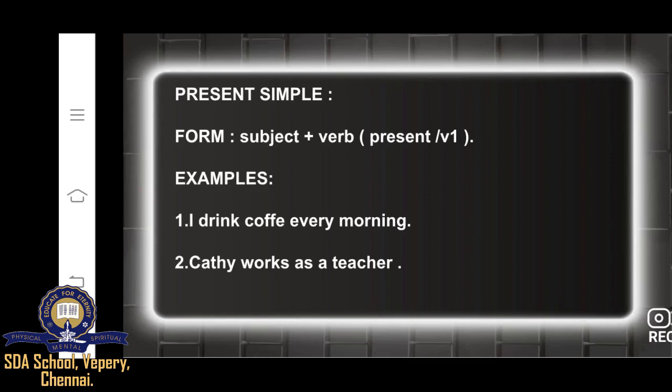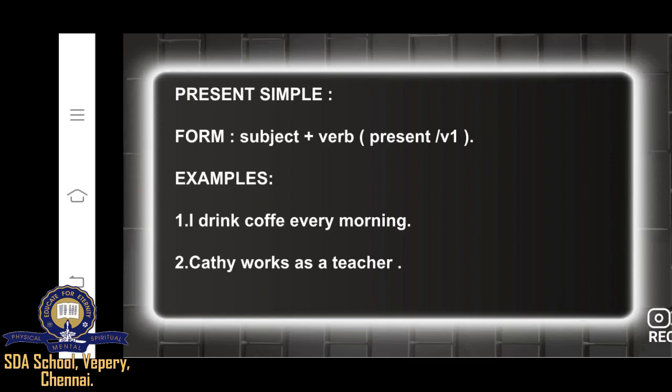Now the first sentence here talks about a habit or a routine, something that I do regularly. The second sentence is a fact. Kathy works as a teacher is a fact about her life. These are the two main uses of simple present tense.